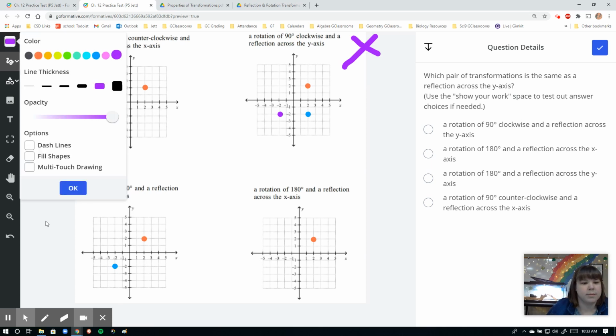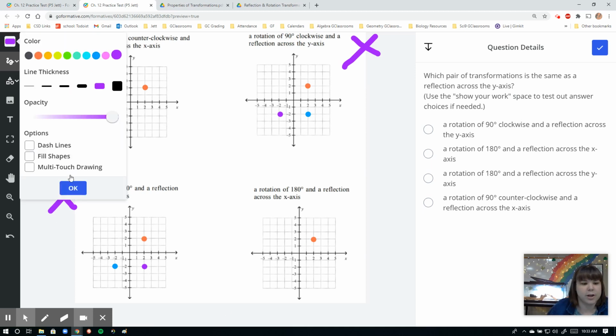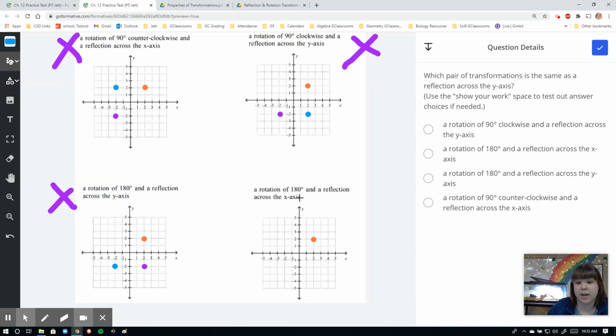So let's plot that point. There we go. And is that the same as a reflection across the y-axis from our original point of orange? And the answer is no, that's not going to work. So it's definitely not that one. Let's look at the next one and see if that one works. So the first transformation we need to do is a rotation of 180 degrees. So kind of similar to this one. So we're going to put our point there.